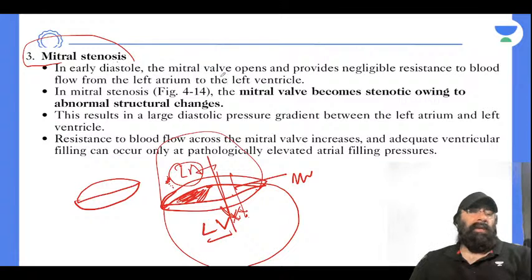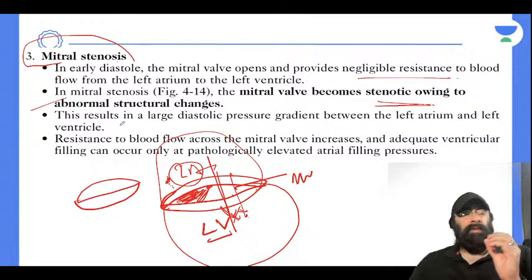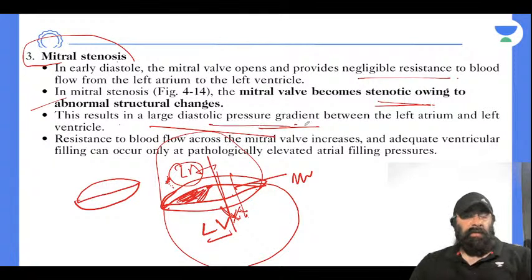So in diastole, the mitral valve opens and provides negligible resistance in normal cases. But in mitral stenosis, it becomes stenotic owing to many causes, maybe abnormal structure, maybe calcifications, maybe thickened AML or PML leaflets. As a result, what happens? There is a large diastolic pressure gradient between the left atrium and left ventricle.